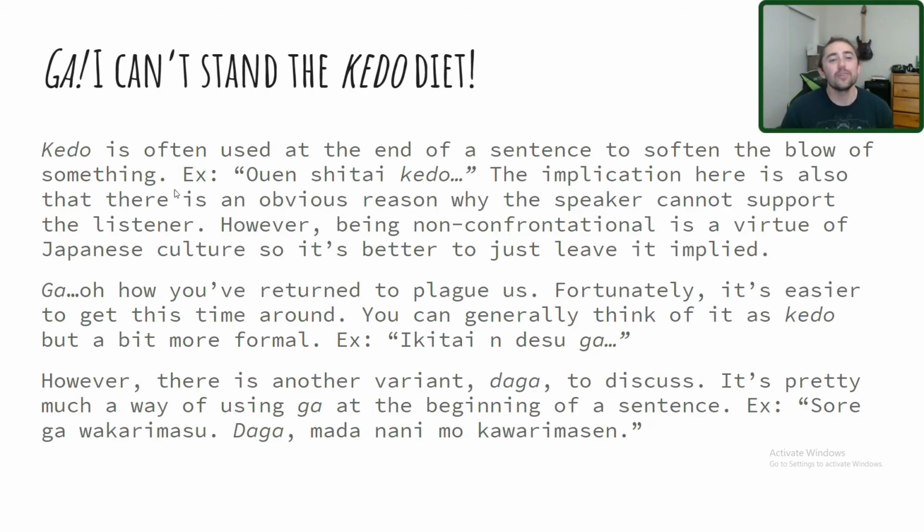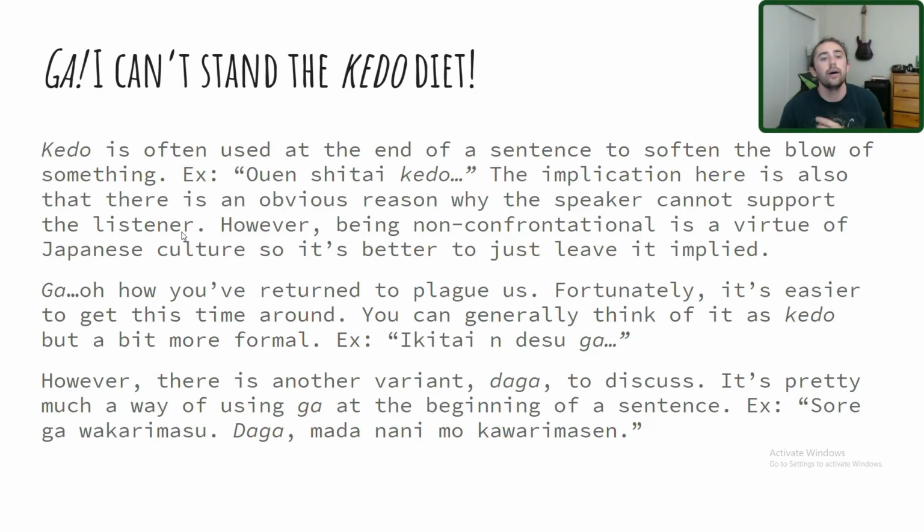So, for example, you could say, "oen shitai kedo," which means I want to support them, but... The implication here is that there's an obvious reason why the speaker can't support the listener, right? There's an obvious reason that maybe you already stated or maybe is implied of why you can't support whoever you're saying that you can't support, right?